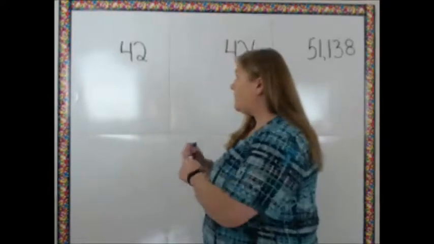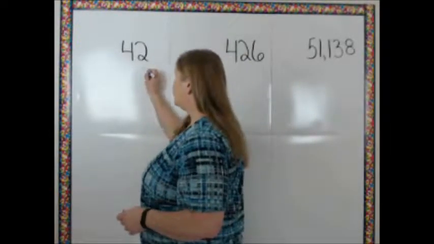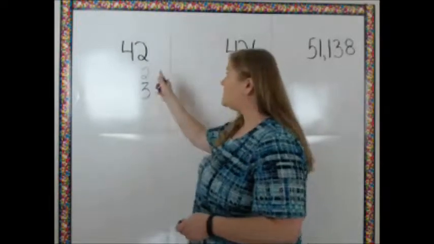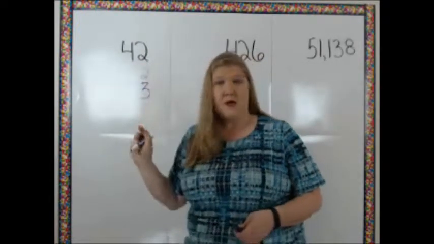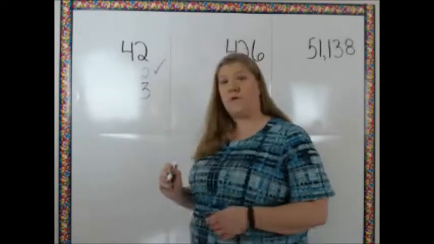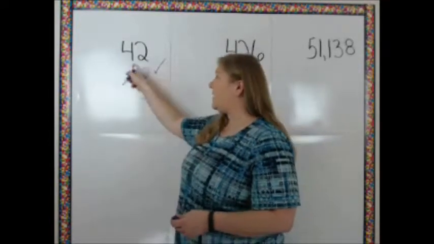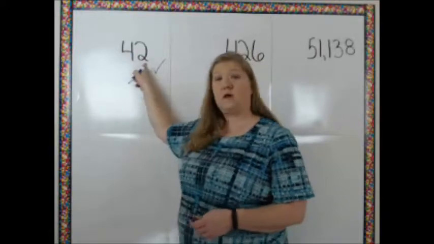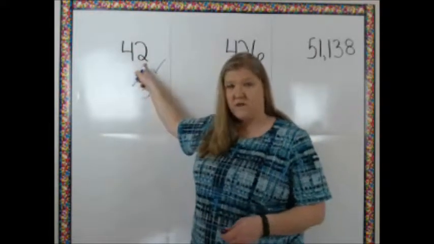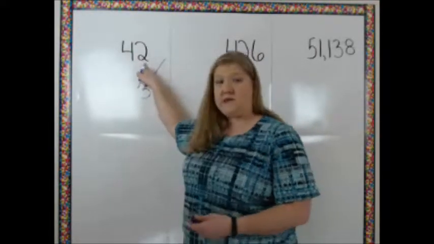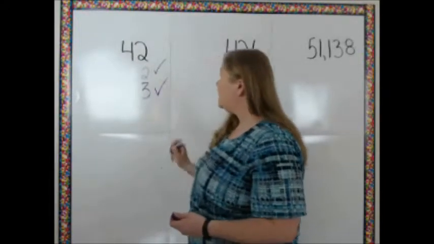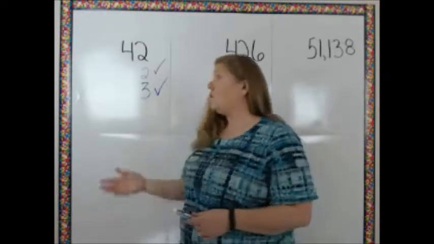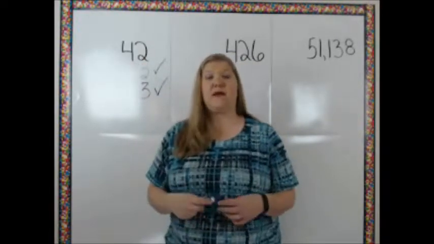So we're going to verify that this number is divisible by 2 and that this number is divisible by 3. So first, is it an even number? Yep. So we know that it's divisible by 2. Now, is this number divisible by 3? Well, I'm going to add the digits. So 4 plus 2 equals 6. 6 is divisible by 3, so 42 is divisible by 3. All right, check, check. So since we know this number is divisible by 2 and by 3, we know that 42 is divisible by 6.